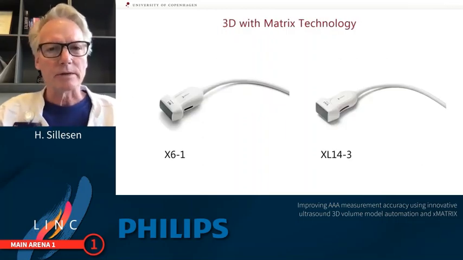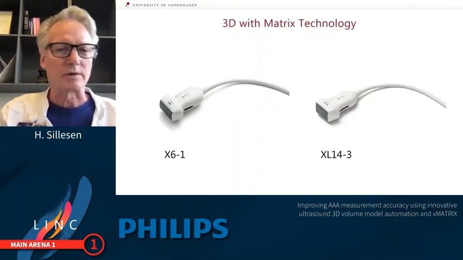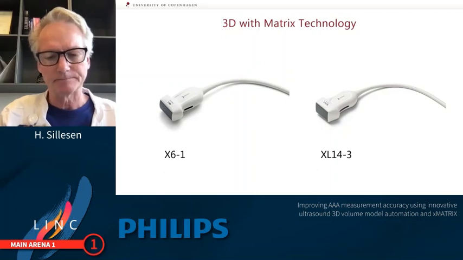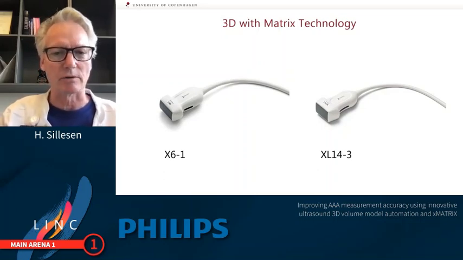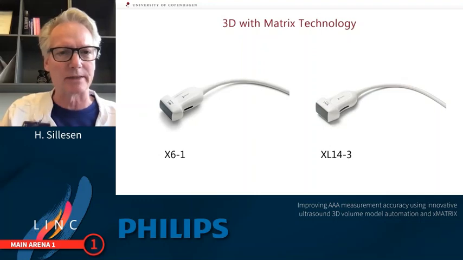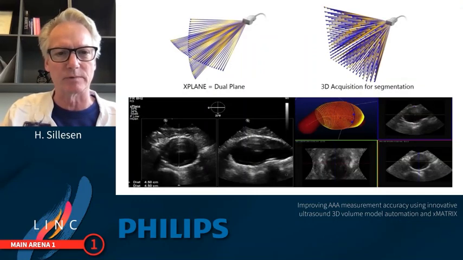Now, matrix transducer technology involves using multiple parallel arrays of ultrasound crystals. And currently there are two models available, and I'm just speaking about the one on the left, the X61, which is ideal for ultrasound examination of aortic aneurysms.